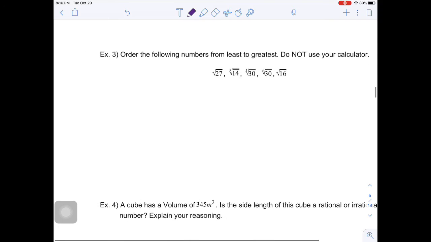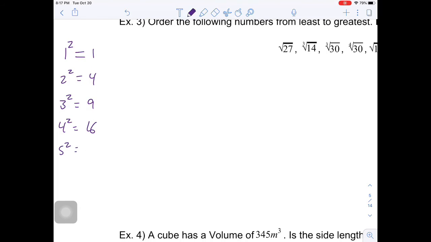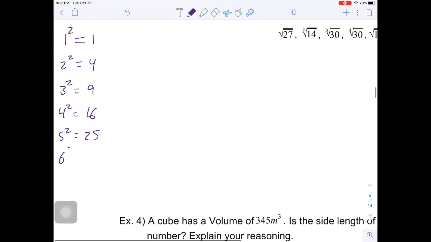So what I'm going to do is first list off my perfect squares. So 1 squared equals 1, 2 squared equals 4, 3 squared equals 9, 4 squared equals 16, 5 squared equals 25, 6 squared equals 36, 7 squared equals 49. I would suggest essentially knowing up to 10.